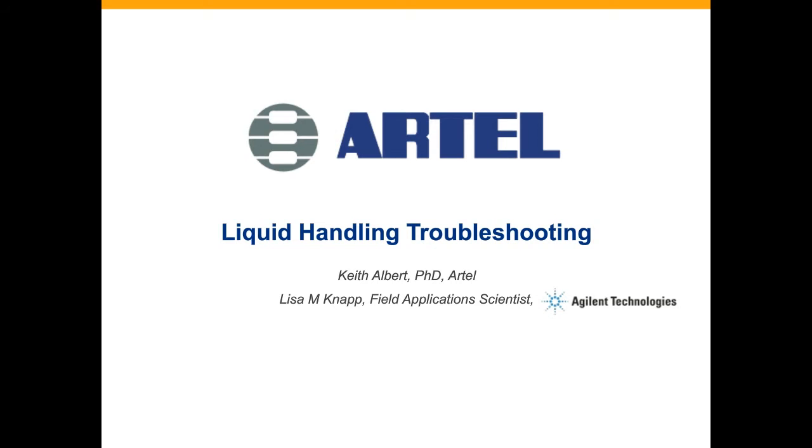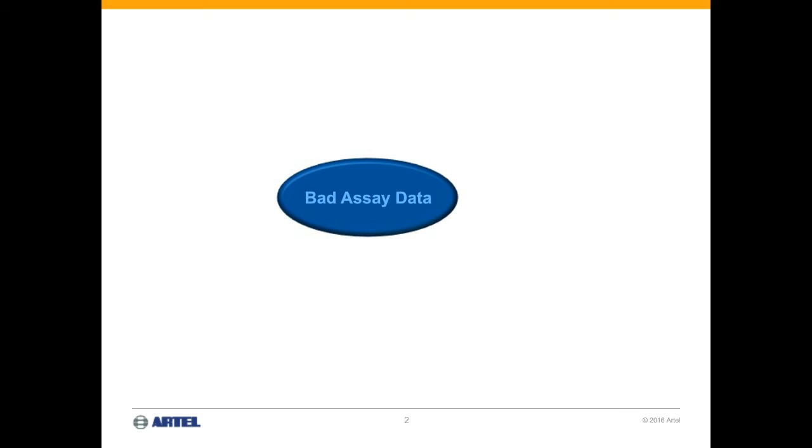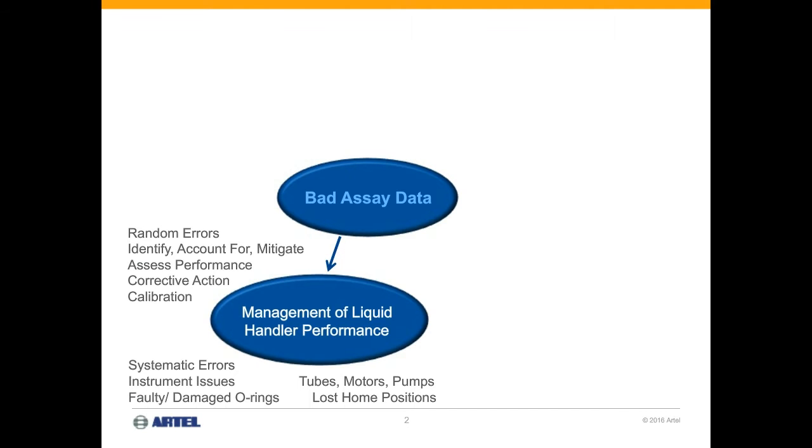So what we're going to cover today is liquid handling troubleshooting. Most of the time, the reason you're interested in this is that you put your assay on the automation and you get bad assay data. However, many times the liquid handler is not the cause of that. The majority of the time it could be biological or chemical and have absolutely nothing to do with the liquid handler. However, there are times when the liquid handler can be involved, and so we want to look at that and see what you can do to optimize your liquid handling for your assay.